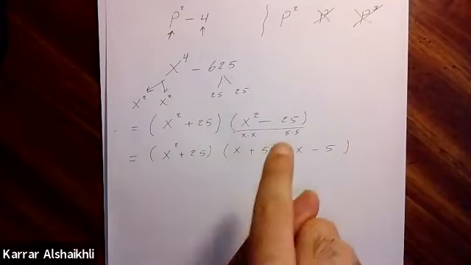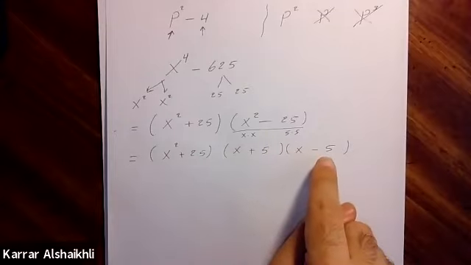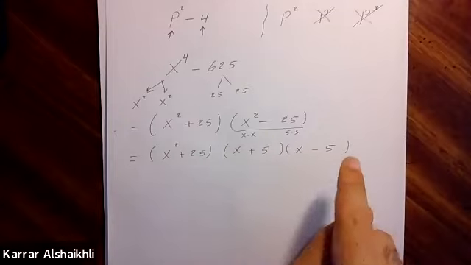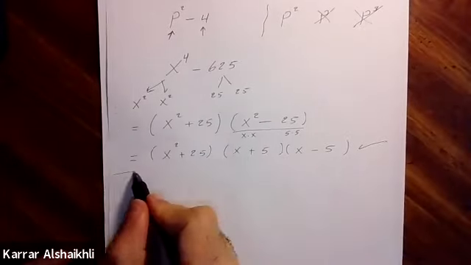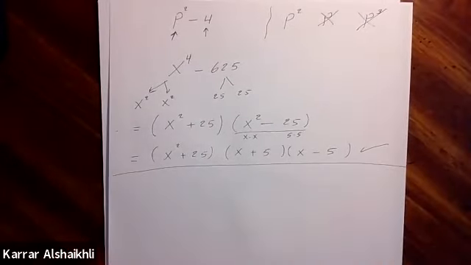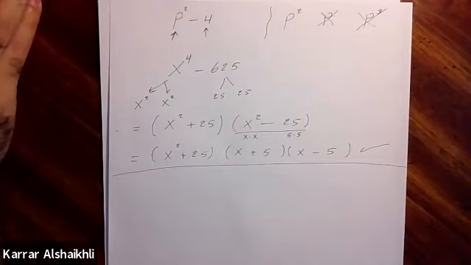Now, always check this one. Can you use difference between two squares here? No. That means I'm done. This is the solution. So always check the parentheses with the negative sign to see if it's a difference between two squares.